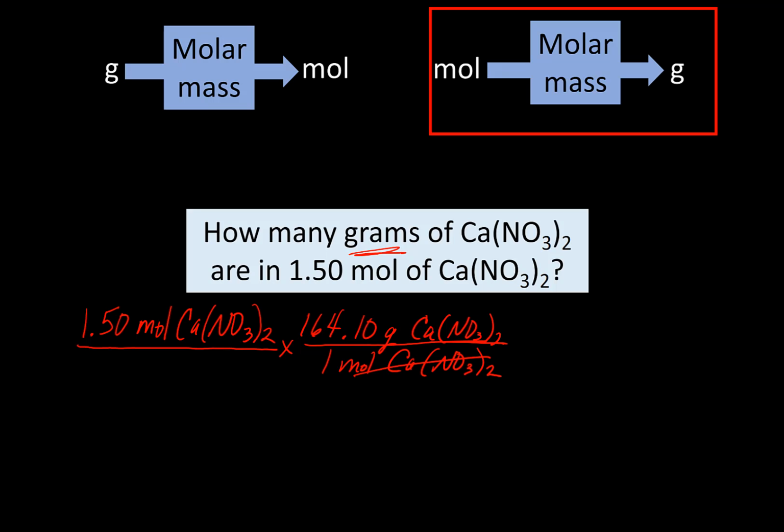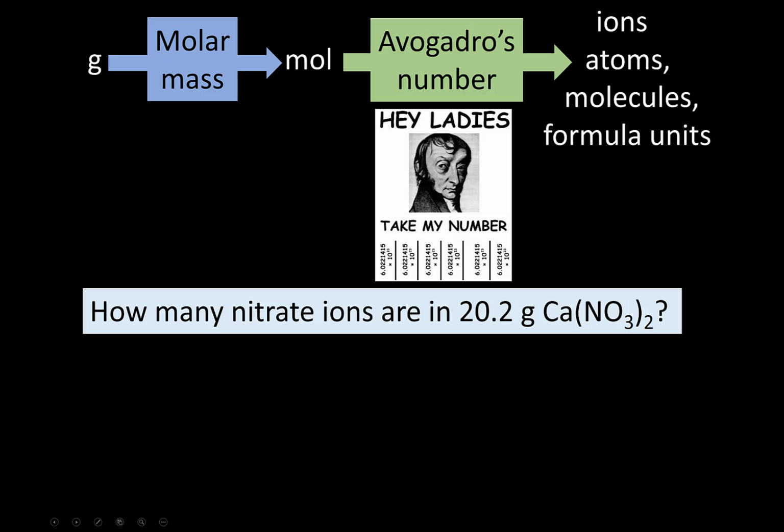So moles of calcium nitrate cancel, and you're left with 246 grams of calcium nitrate. So there's your final answer for this one. So that's the first type. The second type takes us even a step further.